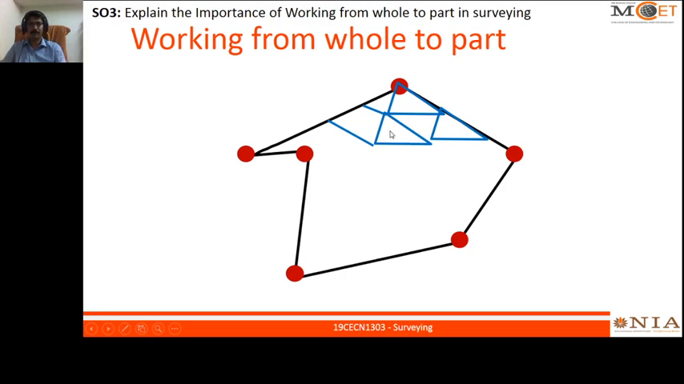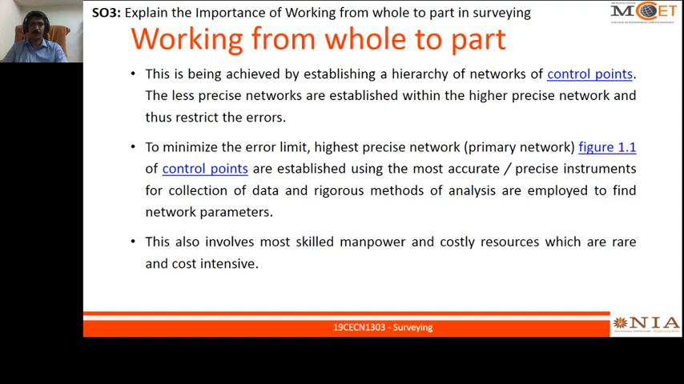That is the major principle of surveying, working from whole to part, not from part to whole. If you split all the areas into bits and then try to find the boundary, you will end up with more accumulation of error. There won't be any control. So that is the major thing, working from whole to part. A hierarchy of network of control points will be established. You can check with the next picture.